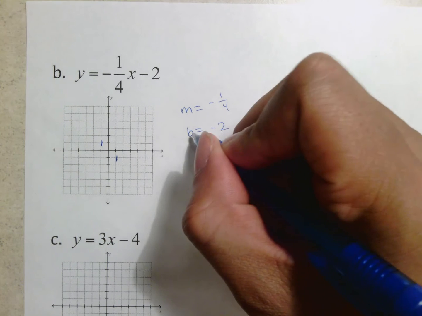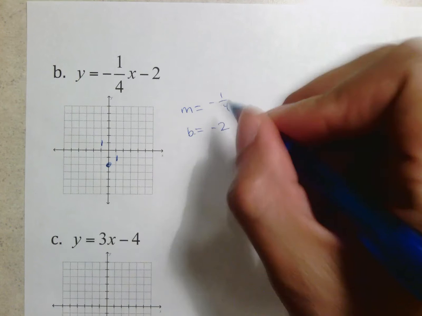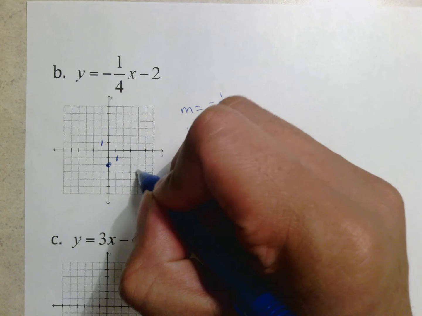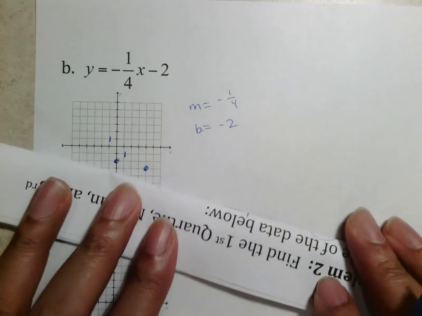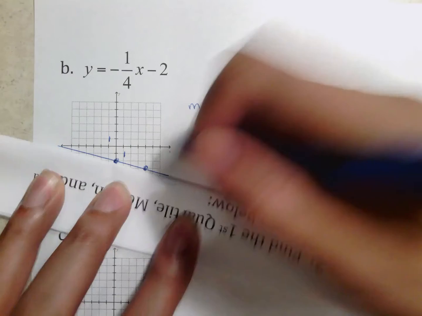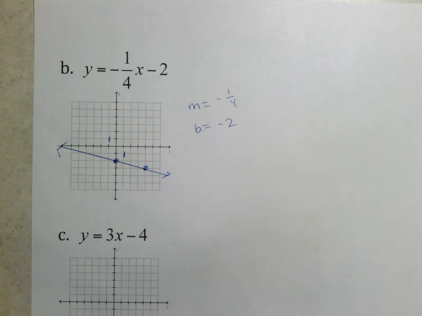Again, B goes first because it's B. Negative 2 goes down 2. From there, negative 1/4 means go down 1, and 1, 2, 3, 4 to the right. And again, what we learned with our common sense is that you only need 2 dots to make a line, and there's our 2 dots. Draw your line, and that is the graph of the line. Again, it is a very simple process, especially with the background that you all have gotten over the last few days. I think you should be successful at it today.